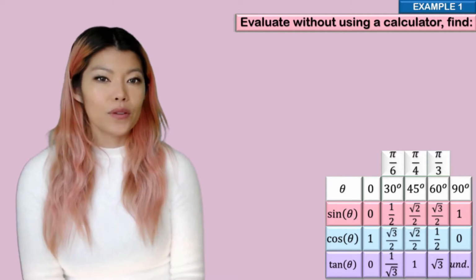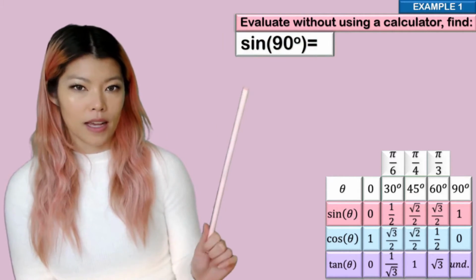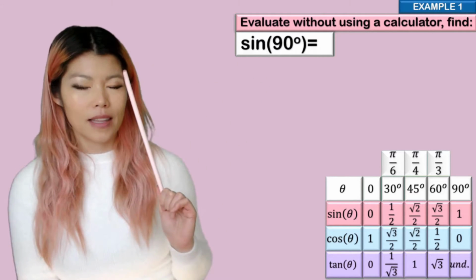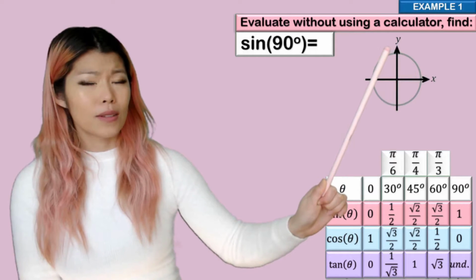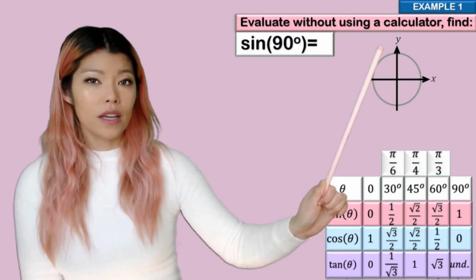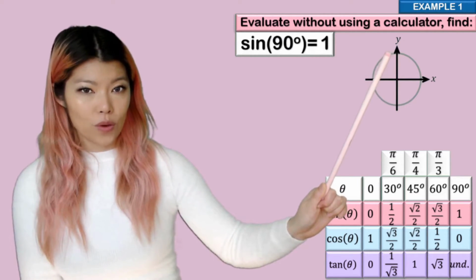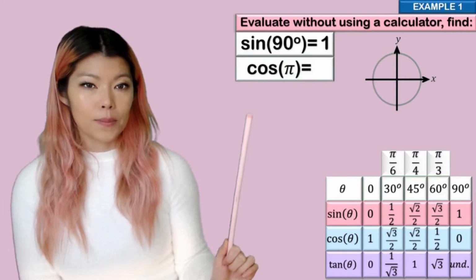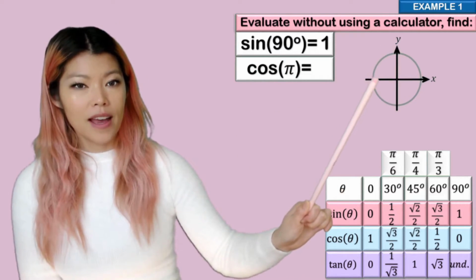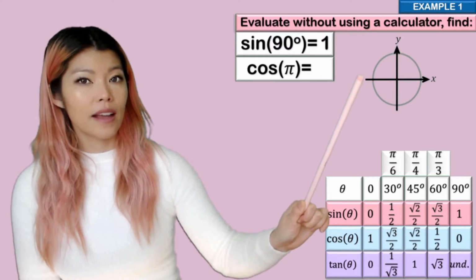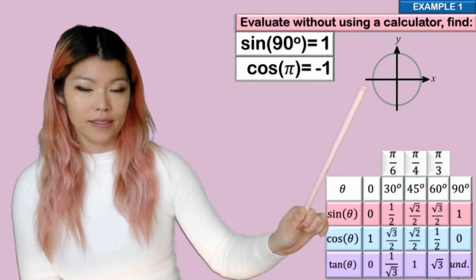Example 1, evaluate without using a calculator. Sine 90. Well, when I think of 90, I think of the unit circle, and 90 is up here. And when I think of sine, I'm thinking of the y value. So the y value there is 1. Cos pi. When I think of cos pi, I think of the unit circle. I'm all the way here, and cos is my x value. The x value is -1.